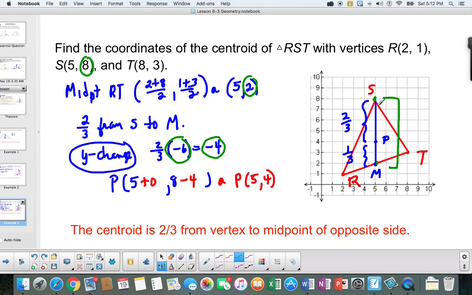So in other words, you want to go down 4 from that. Now here we're starting at S, and here are my coordinates for S, 5 and 8. I don't want to go anywhere in the x-axis, left or right, but I do want to go down 4 units. And when I go down 4 units, I'm right here at 5, 4. So this is the point 5, 4. This is 2/3 of the way down.